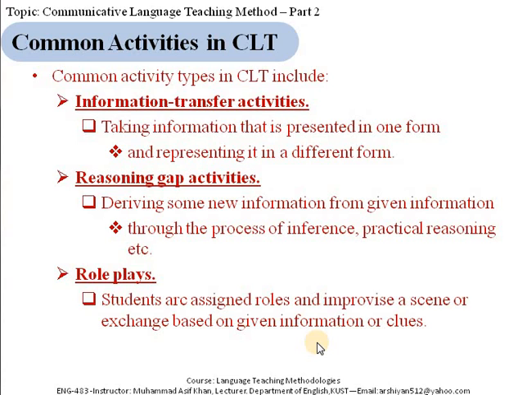So this is the whole discussion about the communicative language teaching method. In this class we studied the aim and objectives of CLT. We also discussed the syllabus and main features of CLT, the role of the teacher and the learner, advantages and disadvantages, and the common activities used in a communicative language teaching class are also covered in this lecture.